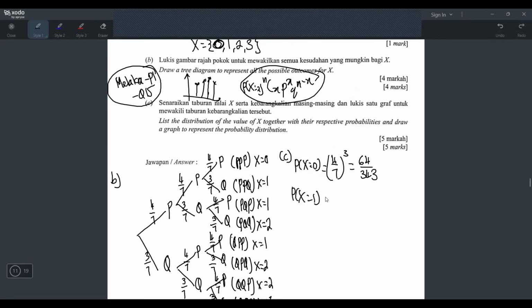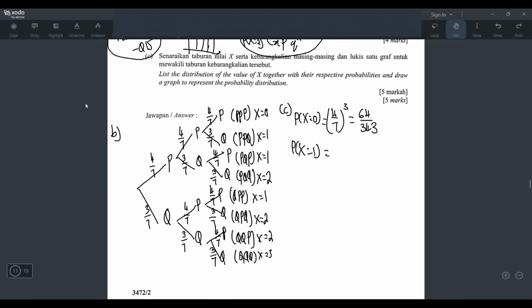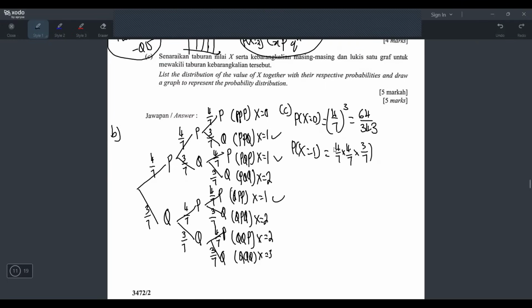So px equals 1. Okay, px equals 1 is ada banyak, right? Ada banyak. So the first one is 4 over 7, 4 over 7, 3 over 7. So 4 over 7 times 4 over 7 times 3 over 7. And then the next one is 4 over 7 times 3 over 7 times 4 over 7. And then the other lagi satu, 3 over 7 times 4 over 7 times 4 over 7.